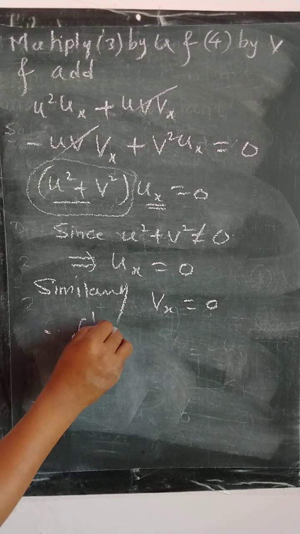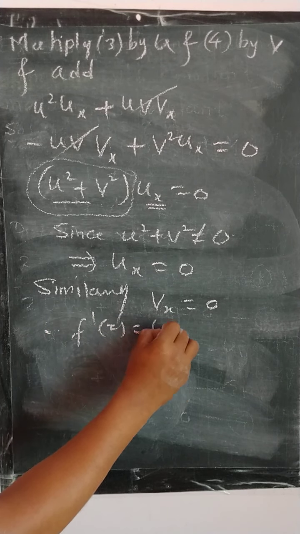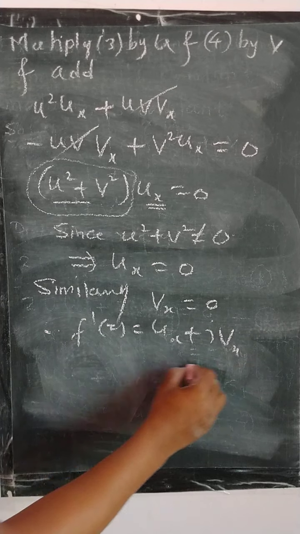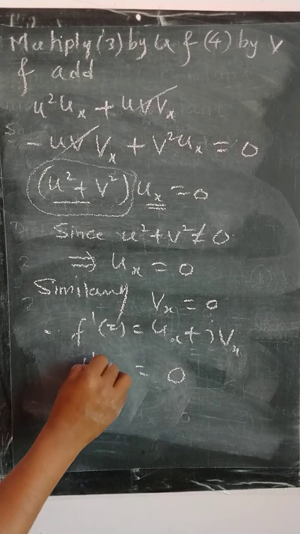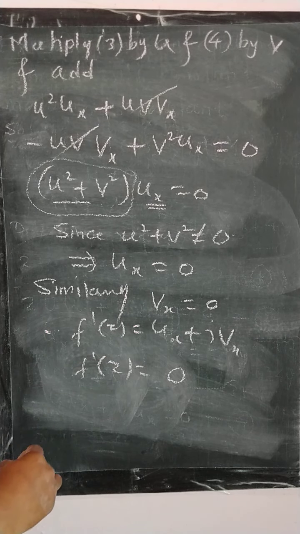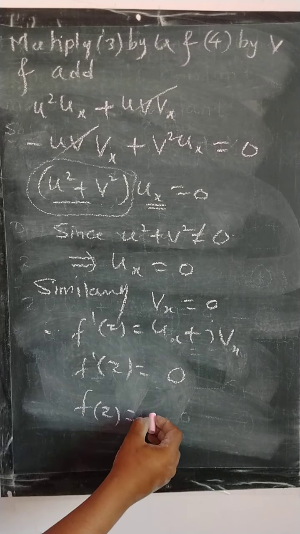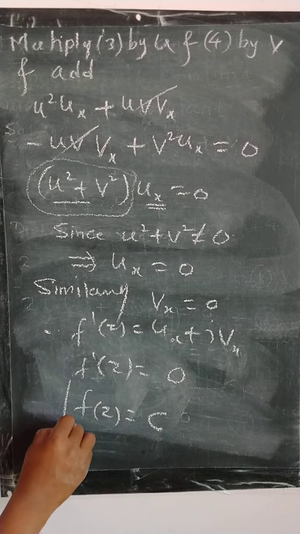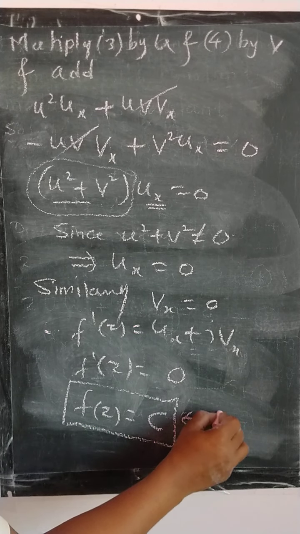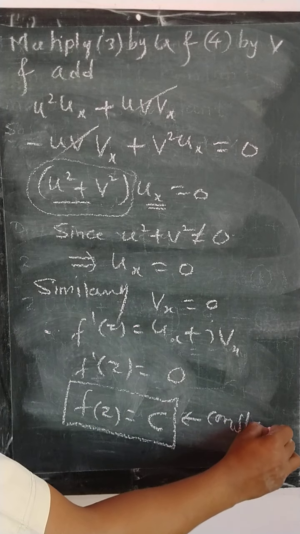Therefore f dash of z is ux plus i vx, so that is 0, f dash of z is 0. So when I integrate, I will get f of z to be the integration of 0 plus a constant of integration, which is c, and f of z is constant, and that is what we wanted to prove. Thank you.